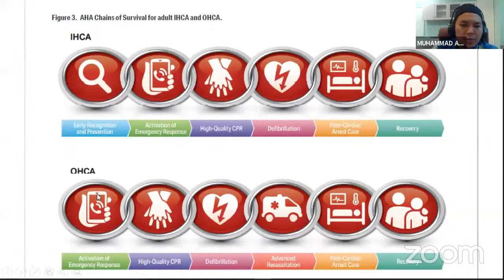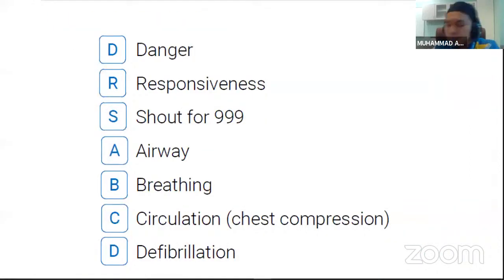Outside hospital is different. When you notice there is a collapsed victim or patient, activate emergency response. And then you perform CPR, defib, wait for the paramedic to come to continue advanced resuscitation, and then post cardiac arrest care and recovery. I think it's not much of a difference, but the difference in intra-hospital cardiac arrest is the early recognition and prevention. So we as healthcare workers should be able to recognize early.